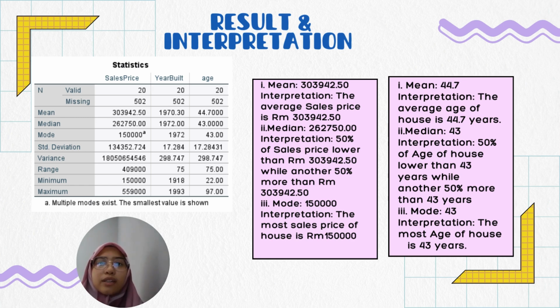For age of house in 2015 part, we can see mean is 44.7, for the median is 43, and lastly, mode also is 43. Measure of dispersion can also be seen in this table. For example, the variance is 298.74 and the range is 75 and standard deviation will be 70.28. From this table, the three objectives is also been answered.